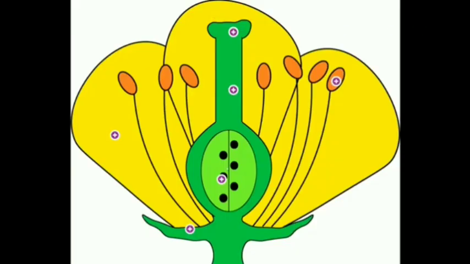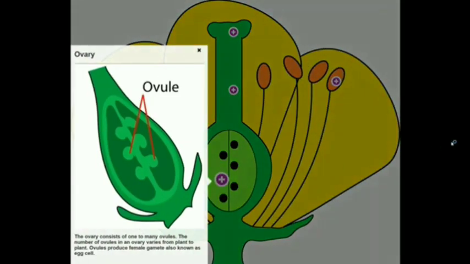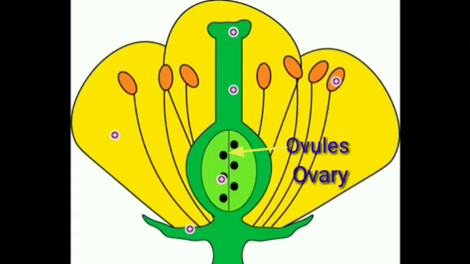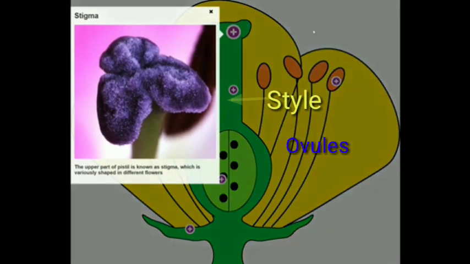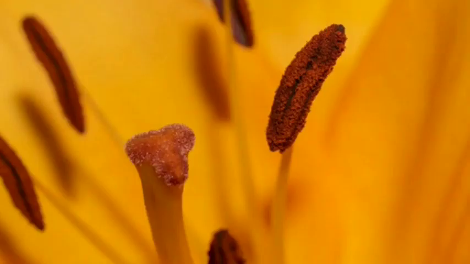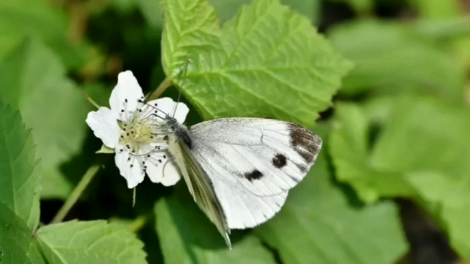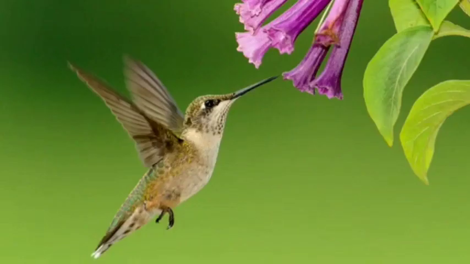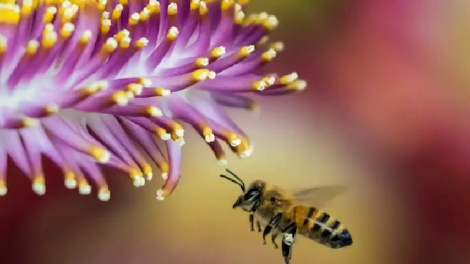The pistil has three parts. The lower swollen part is known as ovary. The middle tubular part is called the style, and the uppermost part is known as stigma, which is variously shaped in different flowers. Pollen grains containing male gametes are carried by various agents like wind, water, insects, birds, or animals to the female part of the flower, that is stigma.